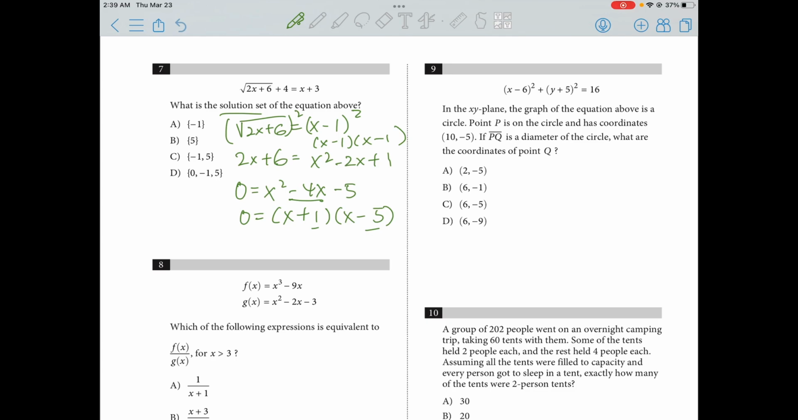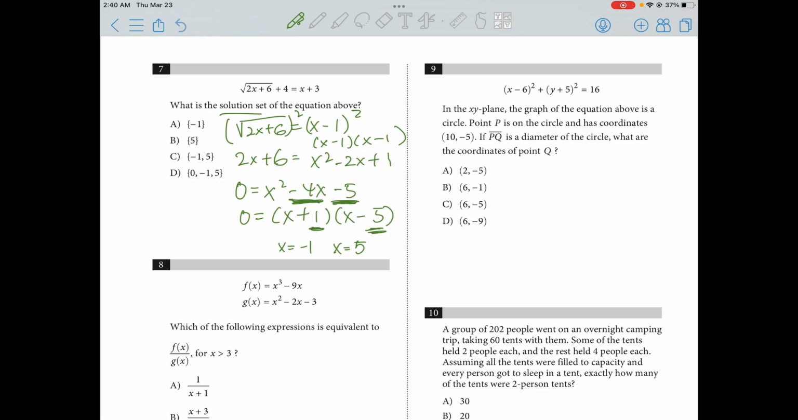This one is always multiplying. This one right here is almost multiplying these two numbers. This one, the middle term, is always adding these two. Alright, so now we see that x equals negative 1, x equals 5. But be careful, we have to plug it back in and check our solution.